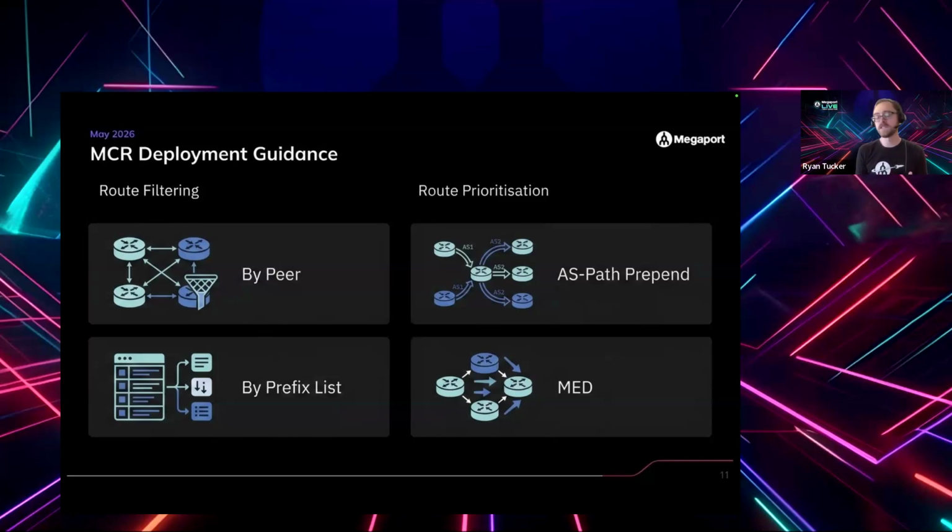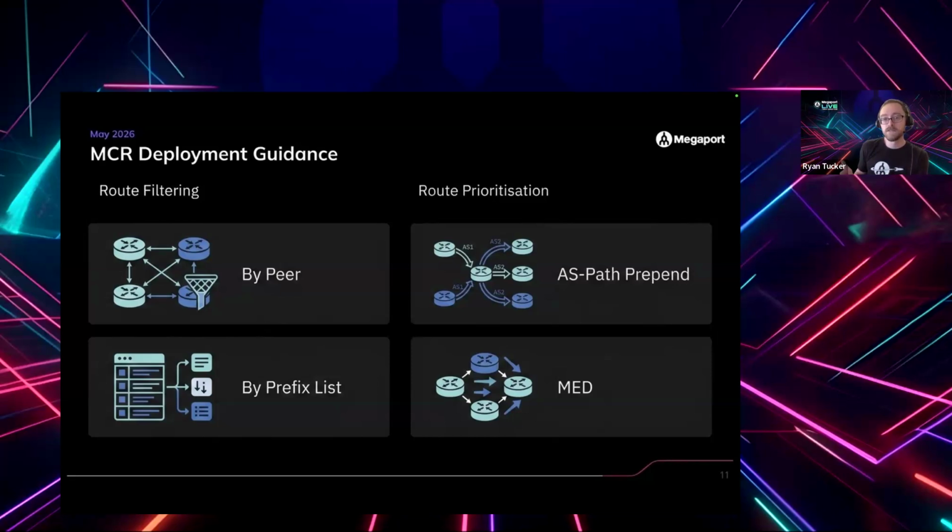To be more granular than that, MCR also supports prefix lists. So you can create prefix lists in the portal and specify lists of subnets, lists of prefixes, and then ranges for how large you want that prefix list to be. And then either match or don't match those prefix lists, and then use that to choose what gets advertised where. So that gives you a little more granularity.